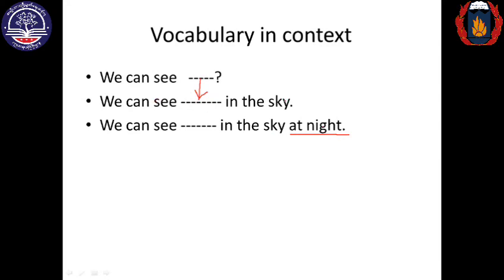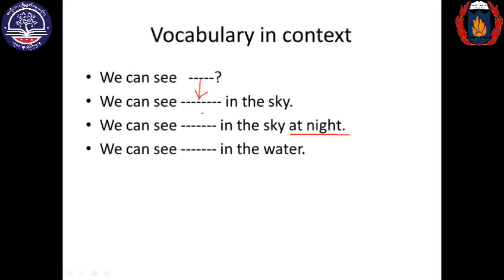But in the second sentence, we can see the sun in the sky. In the third sentence, because of the context "at night," we cannot see the sun. We can see the moon and the star.